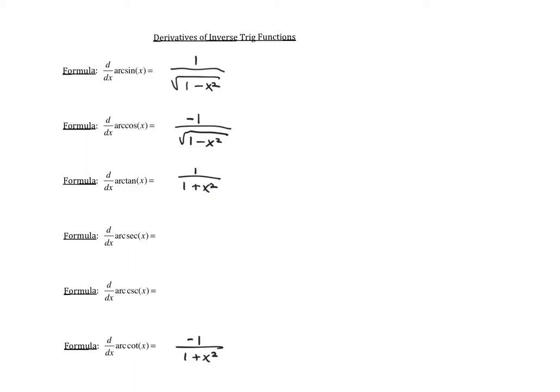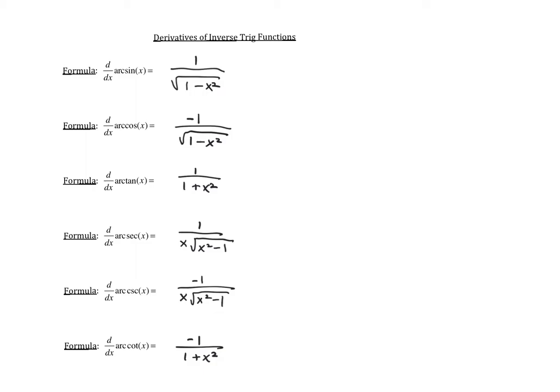If we look at the derivative of arc secant, it looks like this. It's 1 over x times the square root of x squared minus 1. And you'll never guess what the derivative of arc cosecant looks like. It's negative 1 over x times the square root of x squared minus 1. Okay, so I hope you can see the relationship between all of these.